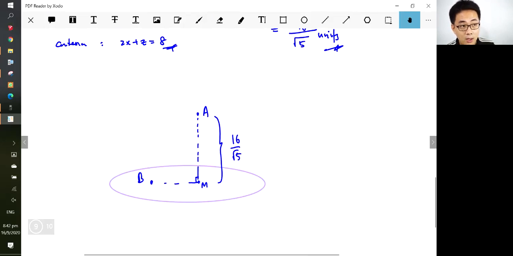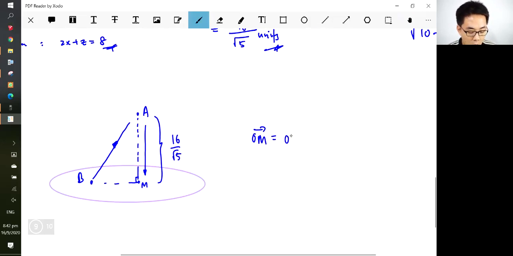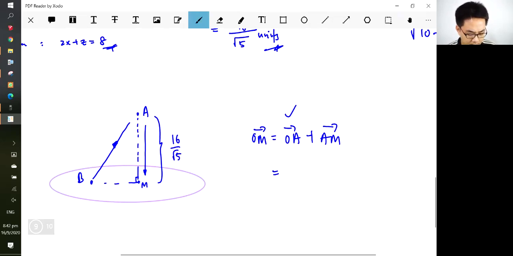Okay, let me tell you what you should do. You should actually do B, this direction here. So you want to find OM. If you want to find OM, what you could do is find AM. So OM is actually OA plus AM. Agree? Secondary school stuff. Now, OA, we already know what it is.